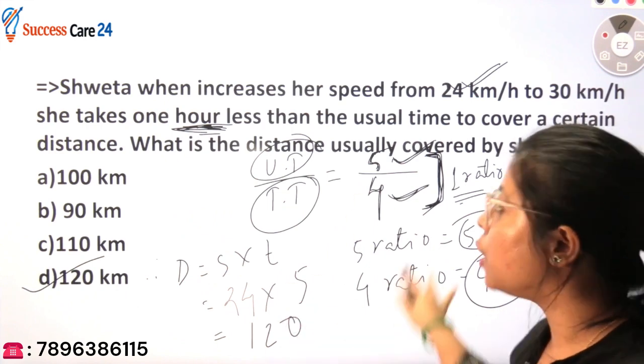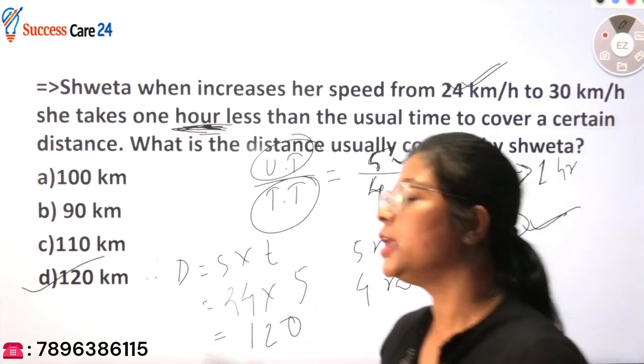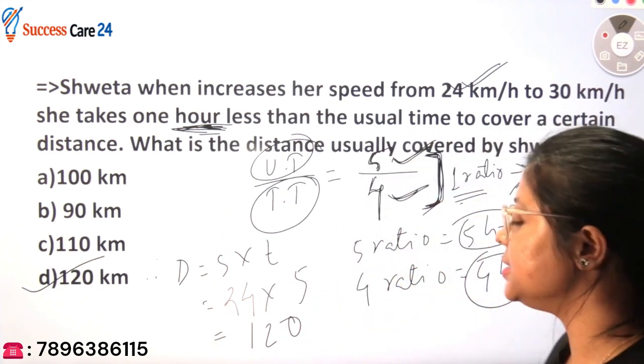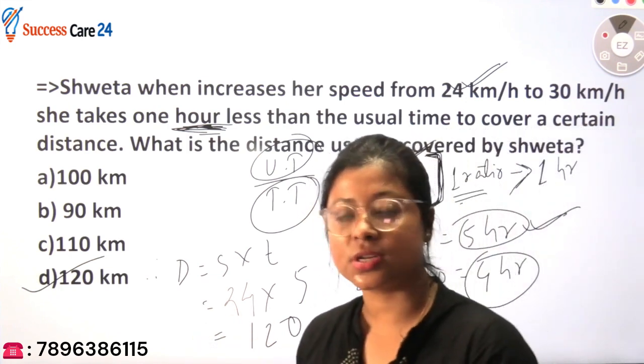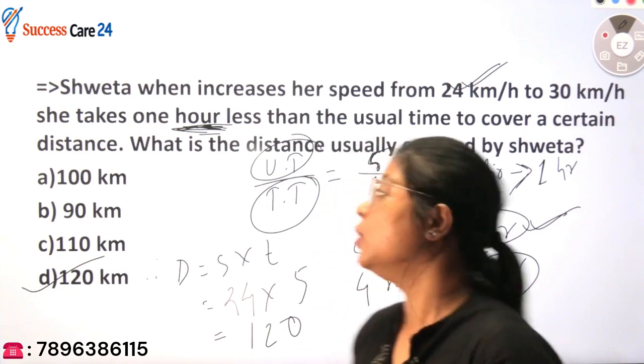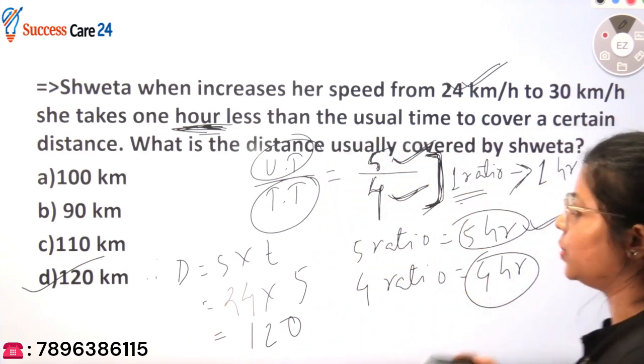Okay. So that is how we can solve such type of questions using the concept only. The concept is speed and time are inversely proportional, and speed and distance are directly proportional. So those are the basic concepts which will help you solve these questions. Okay. So let's move to the next question.